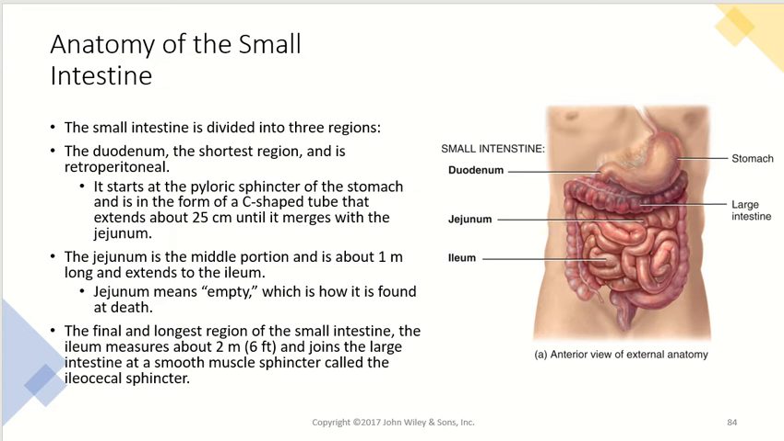And jejunum actually means empty, and this is because when people were first starting to study the digestive system, they would look at a lot of corpses, and in the corpse, this portion of the small intestine is empty, so that's why they call it the jejunum. And then the last region in the small intestine is the ileum, and this is the final and longest region of the small intestines, and it's going to be up to about 2 meters, or just over 6 feet in length, and it is going to join the large intestines at a smooth muscle sphincter called the ileocecal sphincter.